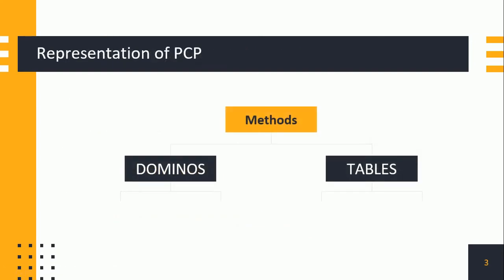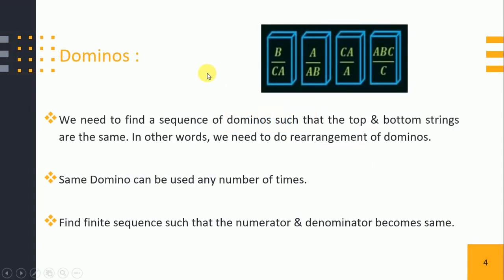So we have two ways or methods for the representation of PCP. The first method is called dominoes and the other method is called tables. So the first method, dominoes. Here your input strings will be given in the form of dominoes. We have 4 dominoes in this example. This is your first domino, this is your second domino, this is third, and this one is the fourth. So you will be given some strings in the form of dominoes.